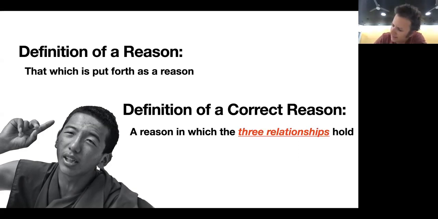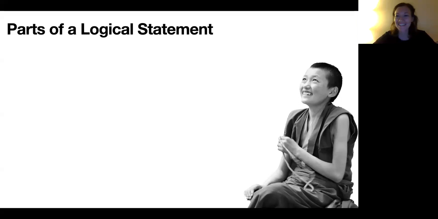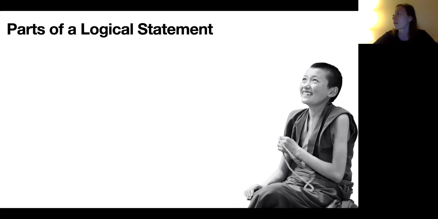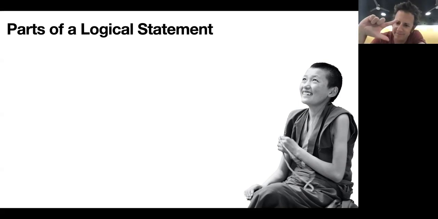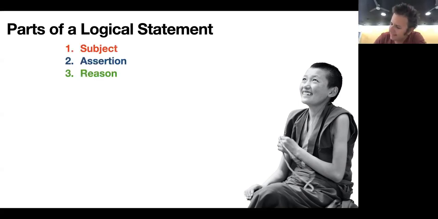Sarah, you're here? Yes. Would you give me, for the sake of figuring out the three relationships, the three parts of a logical statement? The three parts of a logical statement are the subject, the assertion, and the reason. Okay, cool. Right, agreed. I accept.